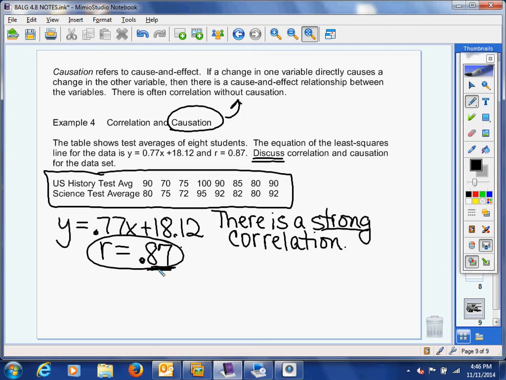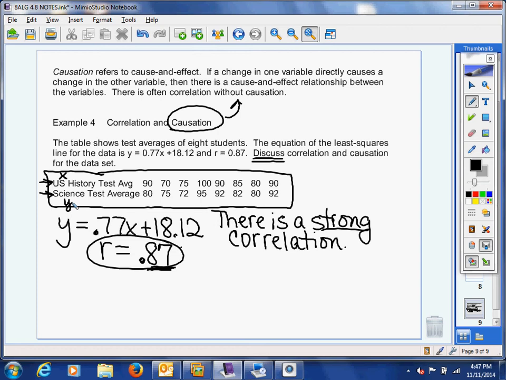Now let's talk about causation. This is how I do it. I look at the top line, U.S. history test average, and I treat that as though that would be the X, or my L1 in my calculator, and the science test average is my Y. So, does what you make on a history test affect what you make on a science test? Does one have an effect on the other? Okay, so think about that for just a second, because some of you are trying to rationalize it. You may be overthinking this. So let me give you the short answer here.